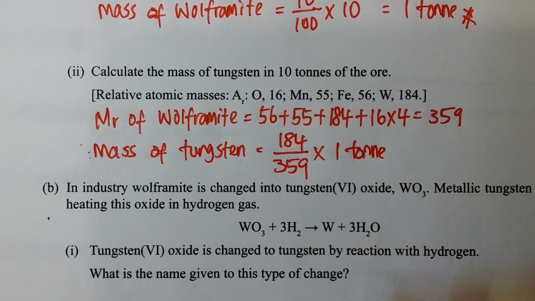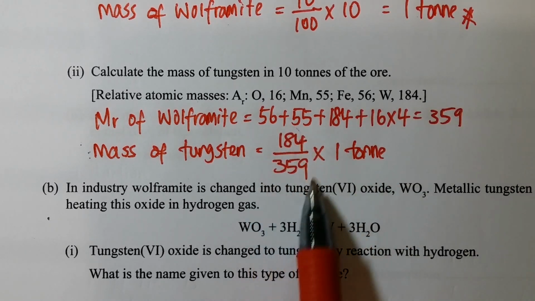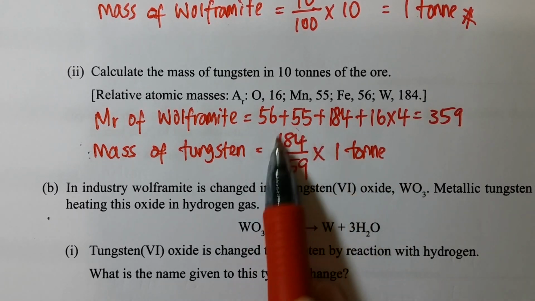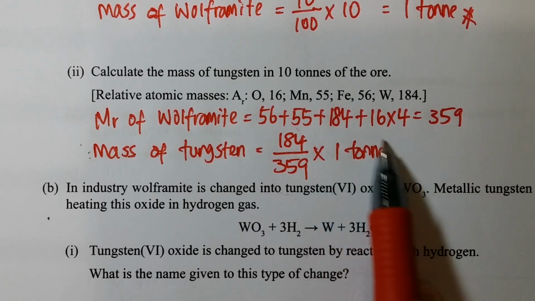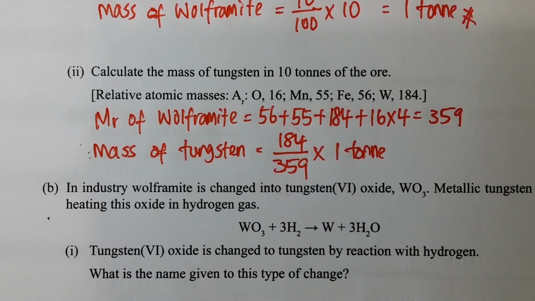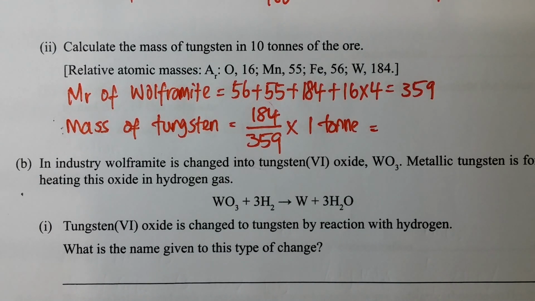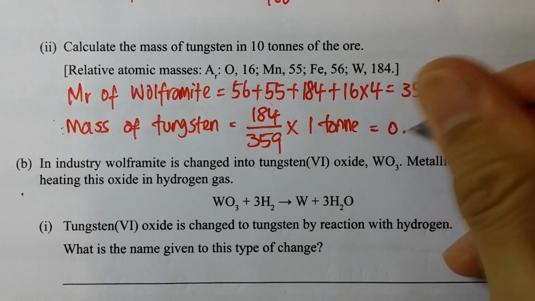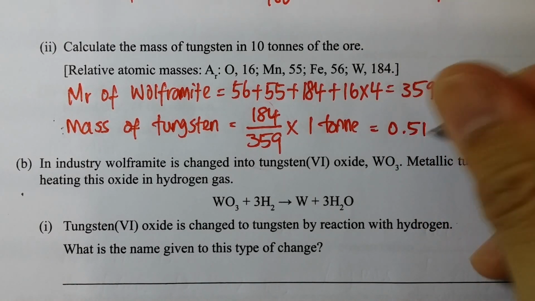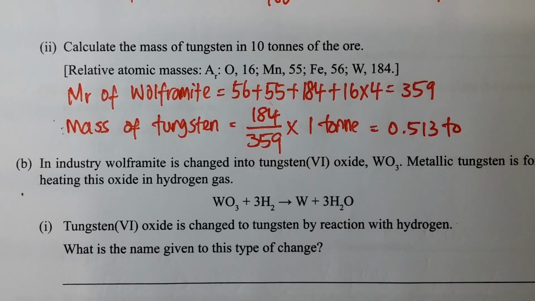What is this 1 ton? This 1 ton is the 1 ton of wolframite. So this is the percentage composition of tungsten in wolframite. This is the mass of the wolframite. And by multiplying this, we can get the mass of tungsten in 1 ton of wolframite, which is 0.513 ton.